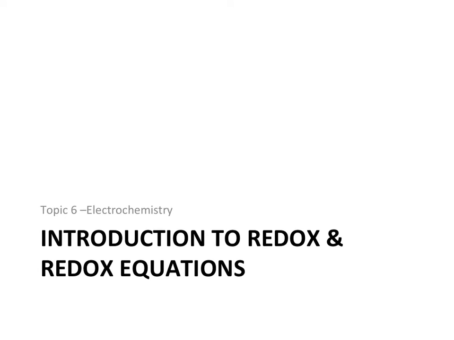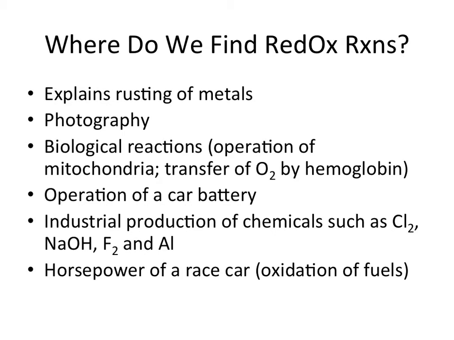So let's get started. Where do we find redox reactions? We can actually find them in a lot of different places. There are a couple of things on this list that we might not know are actually caused by redox reactions. For example, the rusting of metals, which is a very slow process, is caused by a redox reaction. Photography, in terms of developing photos, is also a redox reaction. There's just a few of them here.